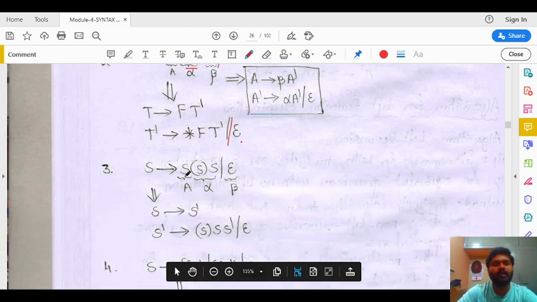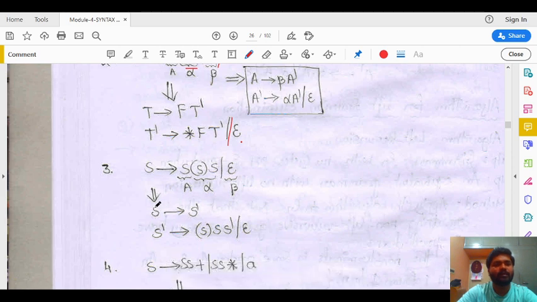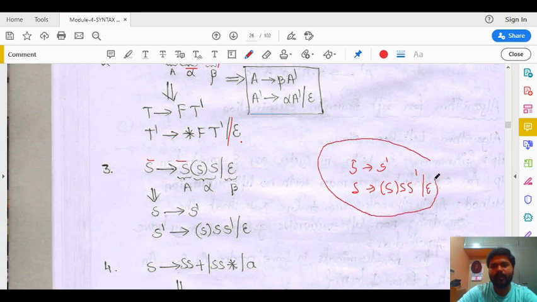Third case is S tends to S within brackets S, S. So here what is the term which is repeating? S is repeating. So I have term S. S tends to beta. What is beta? Beta is epsilon. So I ignore it, right, even though epsilon doesn't make any sense. So S dash. So what is S dash? S dash tends to what is alpha? Open S, close, and S, right? So open bracket S, close, and S, followed by S dash or epsilon. So this is my grammar which is free from the left recursion.